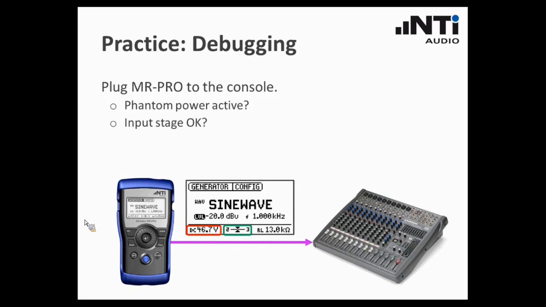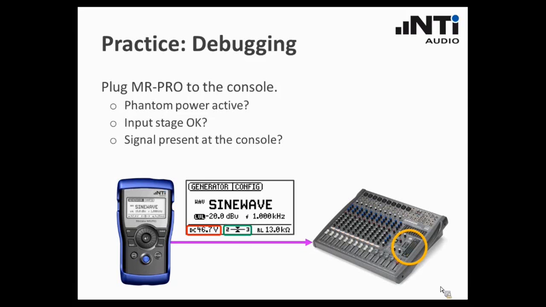Next step would be to verify the input stage of the mixing console, and here the balance indicator is a very good help, because if it is not symmetrical, if there is an asymmetry in the display, I'm going to show you that later, such an asymmetry would indicate there is a problem with the input stage.